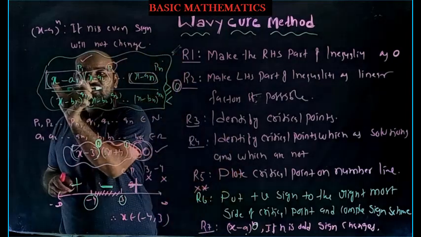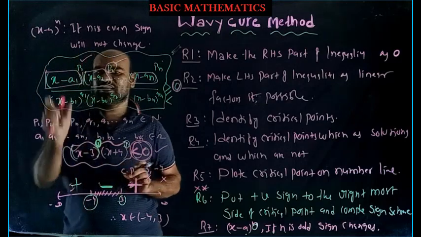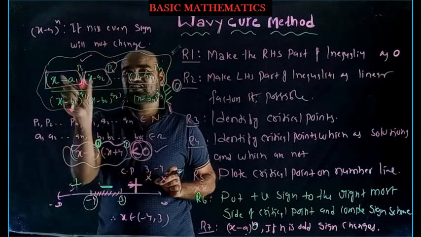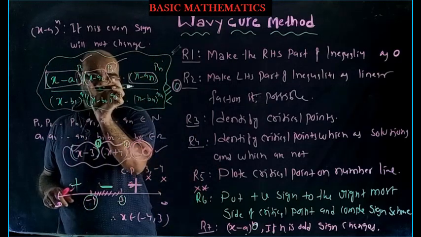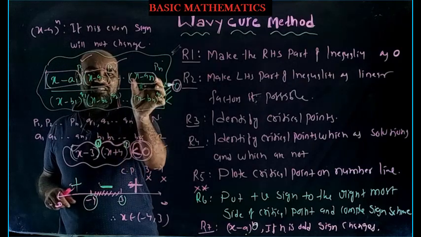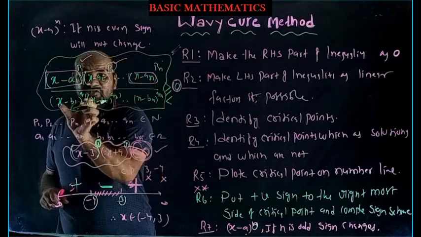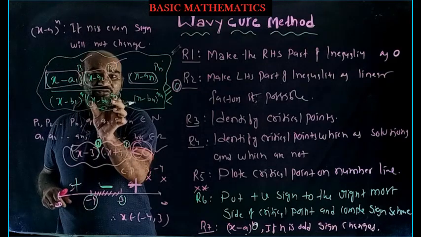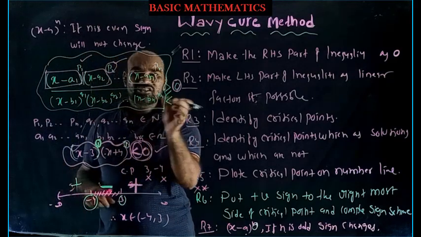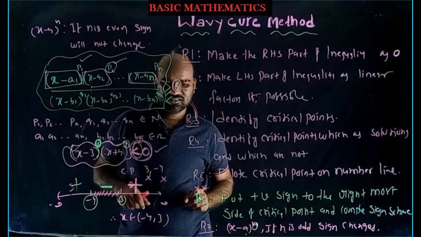So a1 is one of the critical points. You can say x minus a1 is there. Now, what is the zero of x minus a1? That is taken as a critical point. x minus a2, zero is a2. x minus an, zero is an. x minus b1, zero is b1. x minus b2, zero is b2. x minus bn, zero is bn. Those all are critical points.